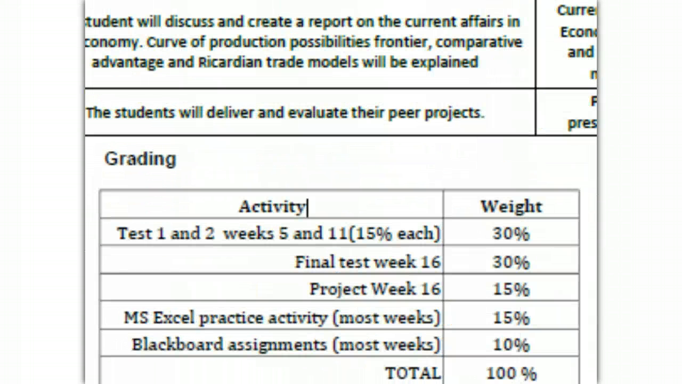Regarding your tests, there will be 3 tests during the semester, 2 partial tests on the 5th and the 11th week, and 1 final comprehensive test. The total weight of all the tests is 60%, with 15% for each of the first 2 partial tests and 30% on the final test.